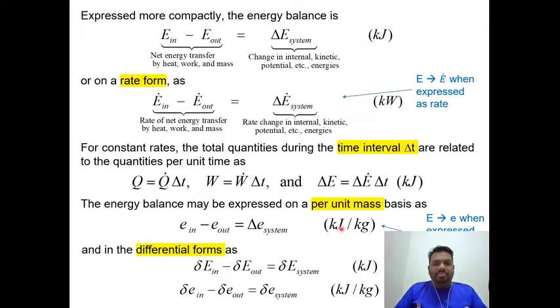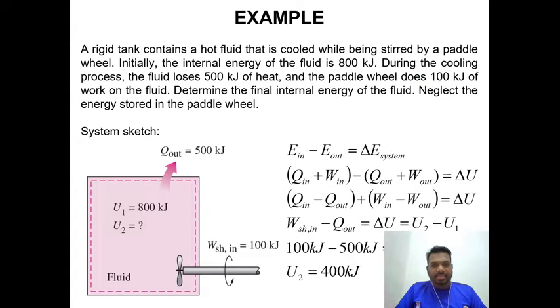If the equation is written with a smaller e, it means it is based on per unit mass. So capital E will be changed to smaller e, which denotes that it is per unit mass. Another form is the differential form, which you can also use. We'll see a few examples of this. This will be the kind of examples that will be given.